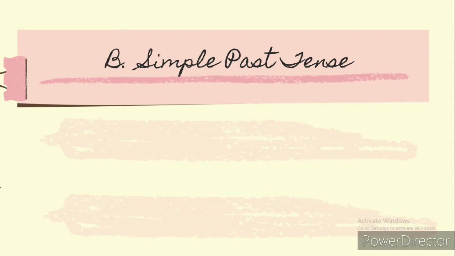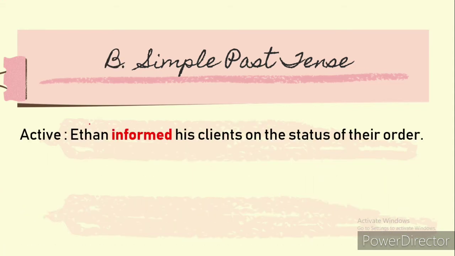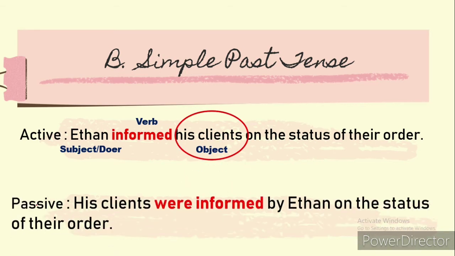Next, let us have the simple past tense. In active voice, Ethan informed his clients on the status of their order. Ethan here is the subject and the doer of the action or the verb informed, and his client is the object. In passive voice, his clients were informed by Ethan on the status of their order.